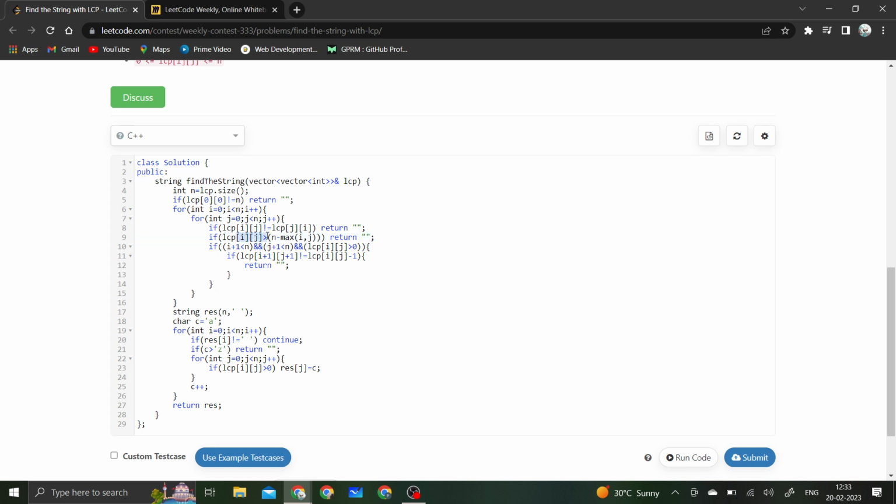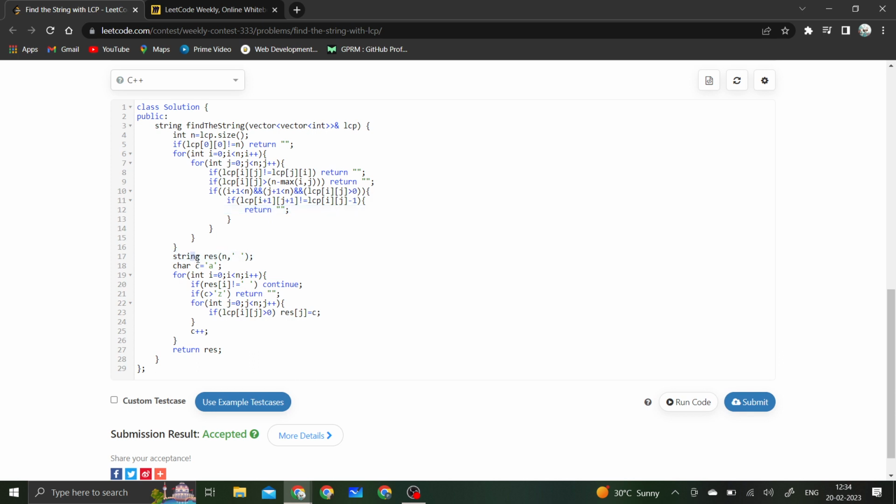Whichever string has a smaller length, we can have at max only those characters common. So if for any case that becomes greater than the maximum characters that we can get common, then that case is also not possible. So we will return an empty string. Then for the fourth case, what did we check? If LCP of i j is greater than 0, then LCP of i plus 1 and j plus 1 should be 1 less than LCP of i j, because we will be removing the ith and jth character from the substring, right? In that case also, if it is not true, then we have to return an empty string.